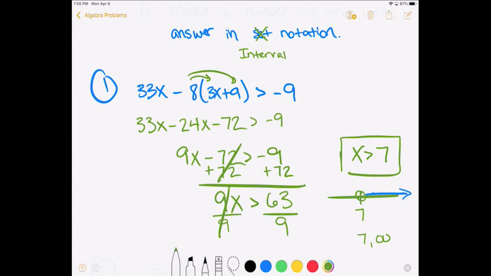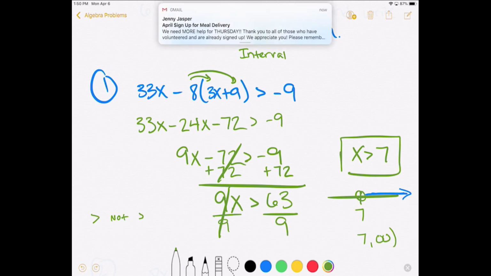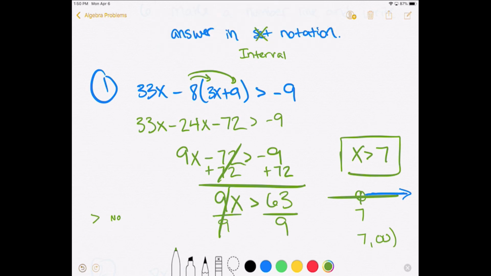All right? And since this inequality was not equals to, okay, it was this, not this, that means I don't actually include 7 in my answer. So I put a parenthesis there. Okay? That means 7 is where my answer begins, but 7 is not actually included in my interval notation. Every number greater than 7, it actually has to be greater than 7. So it can't actually be 7, because it's not equal to 7.